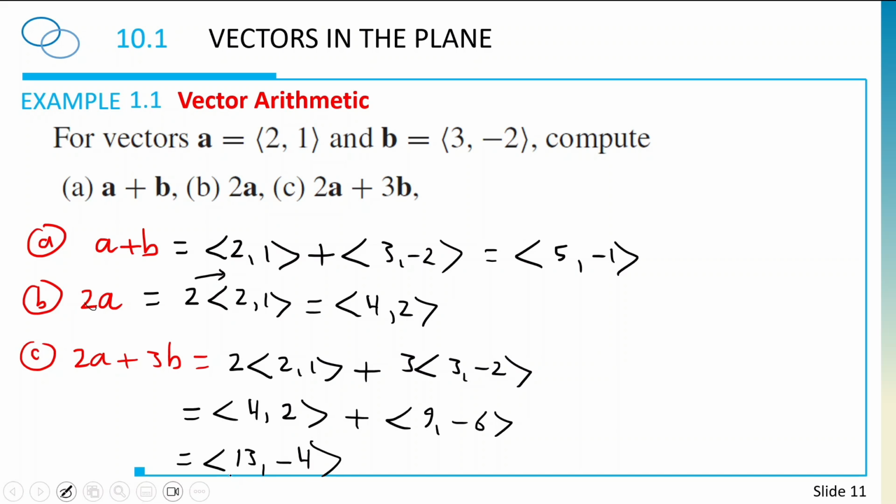Again, the result is what? Another vector. The result is another vector. So dealing with vector arithmetic is very straightforward, very easy.